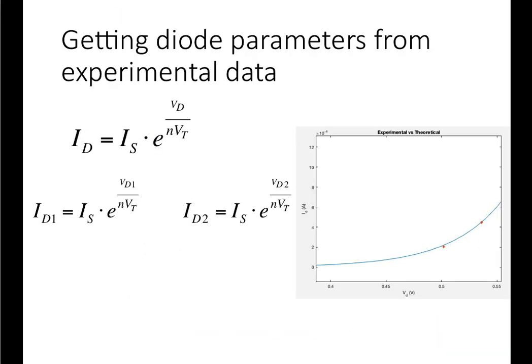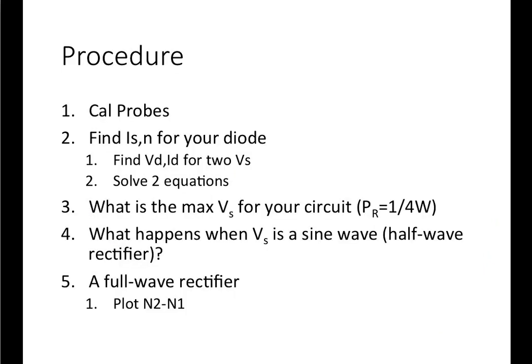There's one more thing in the experimental data we're going to look at. Instead of VS being a DC, we're going to reconstruct figure 1 with VS as a sine wave. So this is what we call a half-wave rectifier, and hopefully when you see the operation of that, you'll understand why it's got that name. The last thing that you're going to do is build figure 2, which is a full-wave rectifier, and plot N2 minus N1.